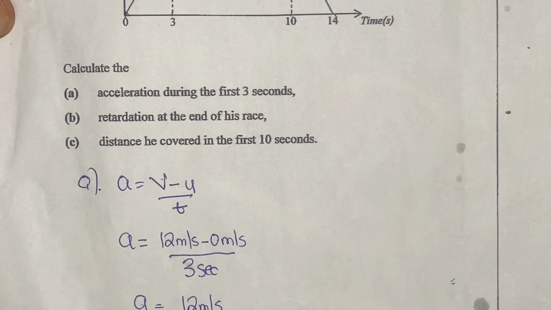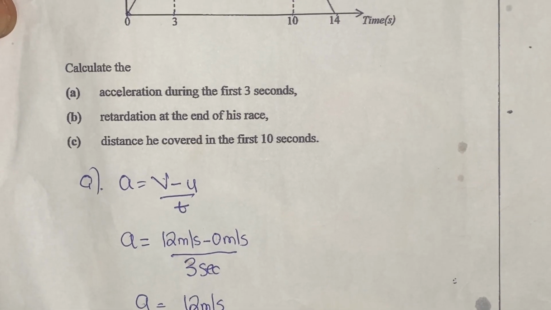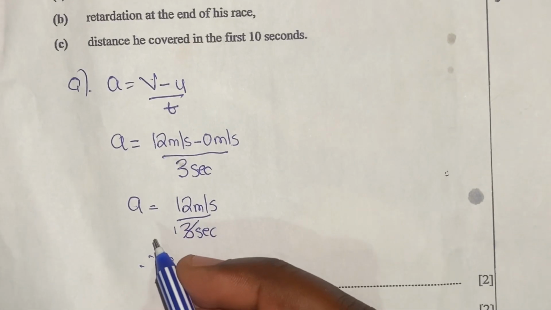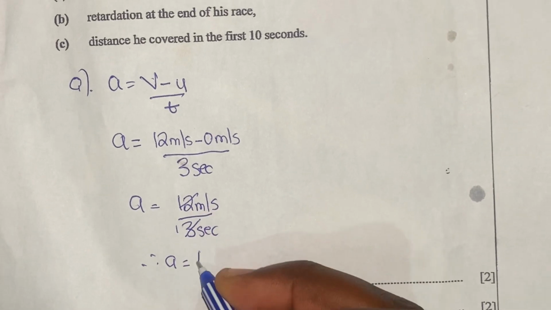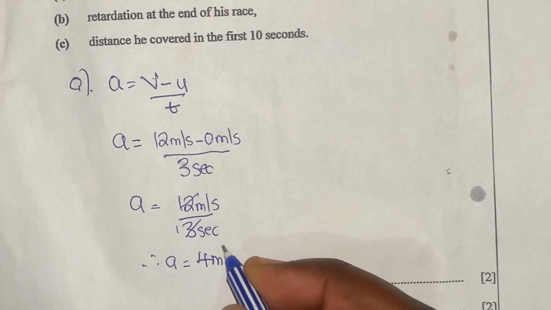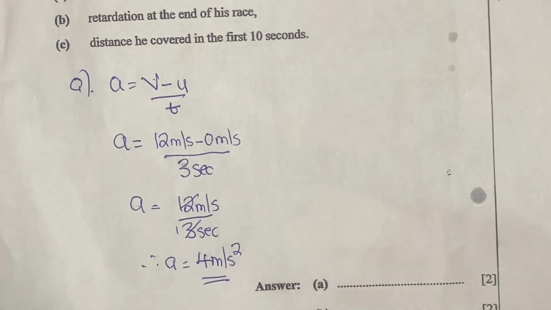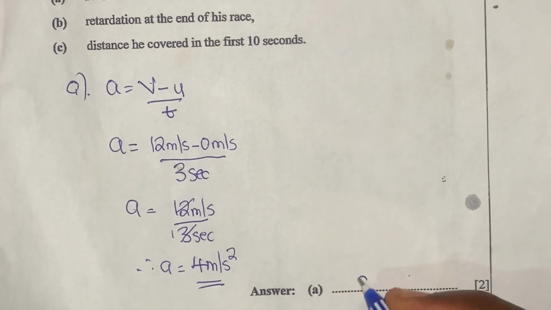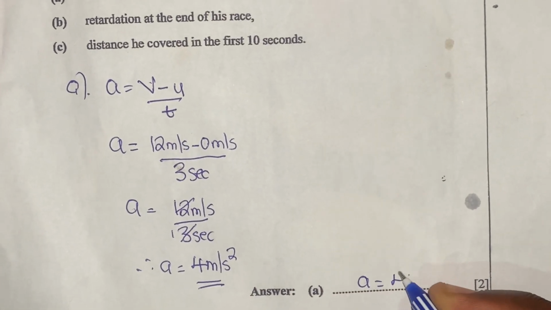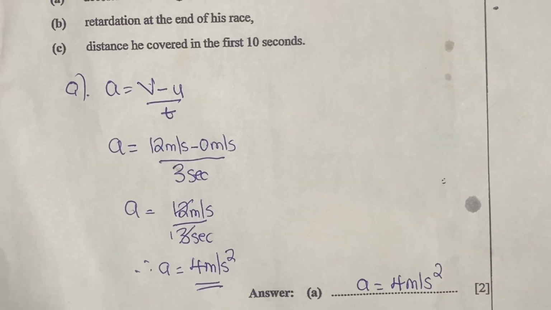We are now going to say, therefore, acceleration equals 3 here, 1. And 3 into 12 is 4. And then meters per second squared. And having done that, it means we're going to say acceleration equals 4 meters per second squared.